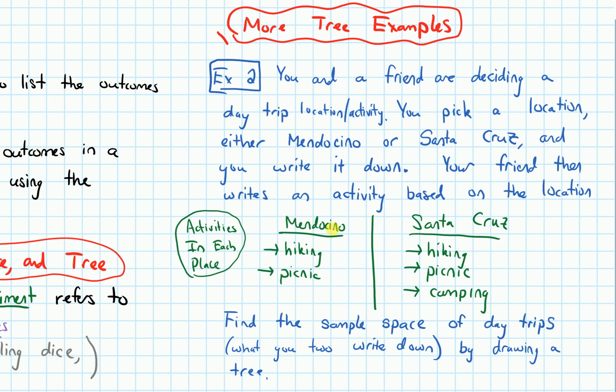So in Mendocino, you can either go hiking or you can have a picnic. And in Santa Cruz, you could go hiking, have a picnic, or go camping. Find the sample space of day trips. And by day trips, I mean what you end up writing down. So remember, you are writing down the location, and your friend is then writing down the activity. So that is the combination of things that you were writing down. And do this by drawing a tree.